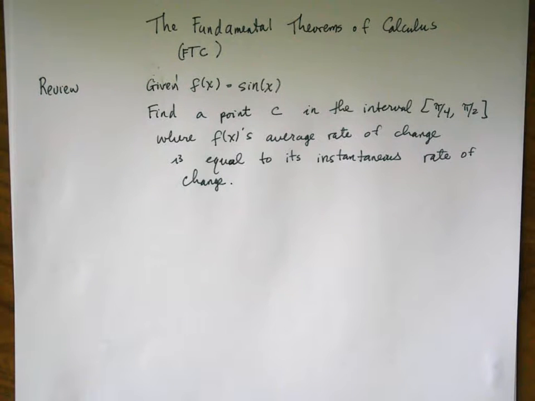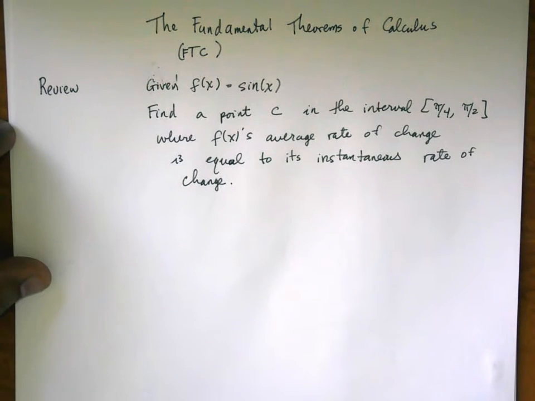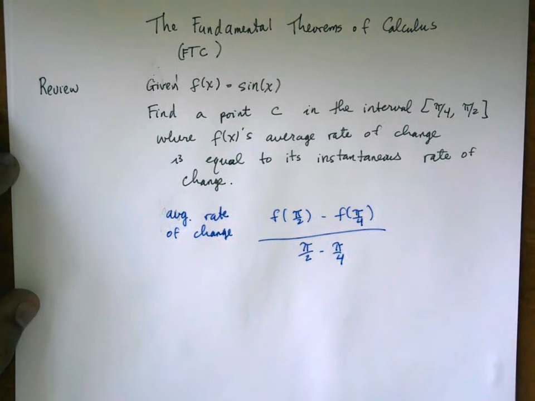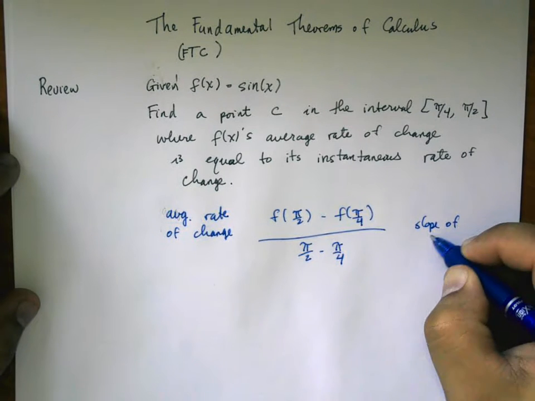Given f of x equals sine of x, find a point C in the interval pi over 4 to pi over 2, where f of x's average rate of change is equal to its instantaneous rate of change. Okay, so let's work through this. So the average rate of change is just f of pi over 2 minus f of pi over 4 over pi over 2 minus pi over 4. Let me write that out. Okay. So in other words, this is just the slope of the secant line.